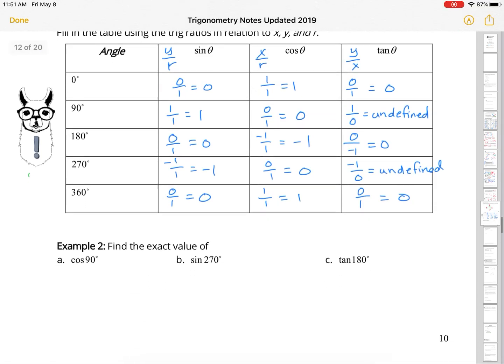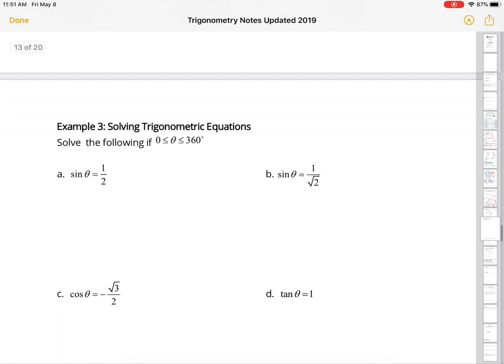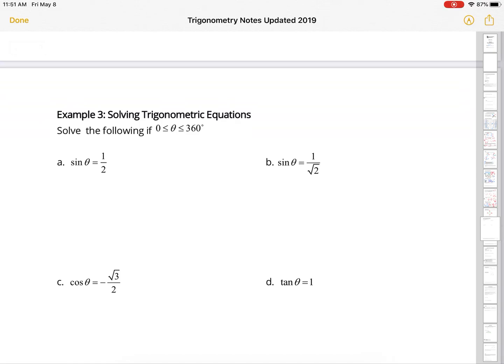So 0 over 1 is 0, sorry, 1 over 1, which is 1, and 0 over 1, which is 0. Okay? From these, it's very easy then to find the exact values of the following, because these are either on the x-axis or the y-axis. So cos of 90, if we check our chart, cos of 90 is 0. Sine of 270 is -1, and tan of 180 is 0. Okay, so we basically just used this chart to answer these questions.